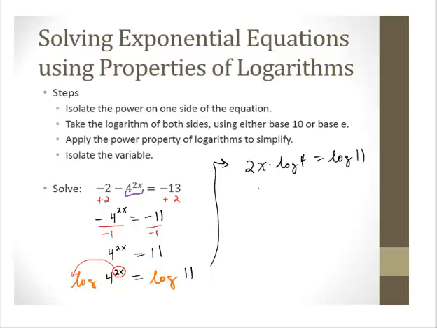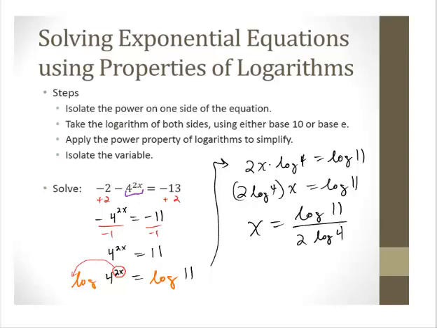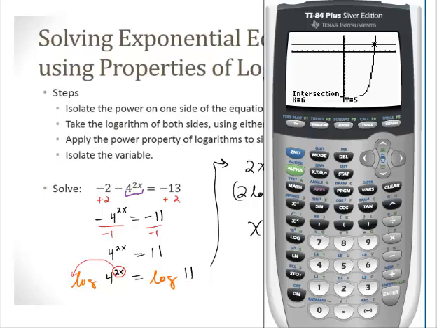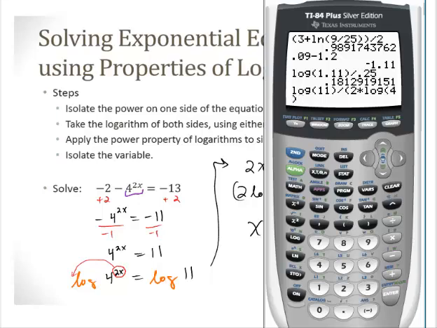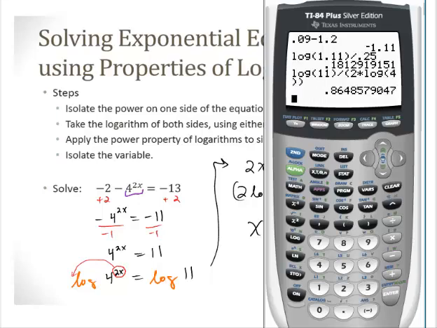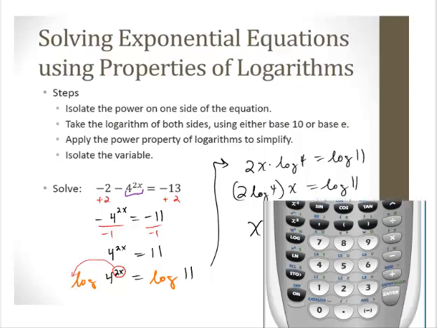Now notice that that's just the same as 2 times log 4 times x is equal to log 11. And so that's just a number times x equals log 11. So x is equal to log of 11 over 2 times the log of 4. And now we can approximate that if we wish. Log of 11, close it off, divide by the quantity 2 times the log of 4. Close the log, close the denominator. So about 0.8649.